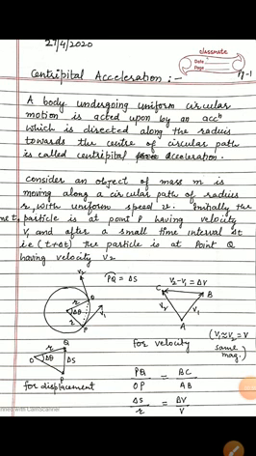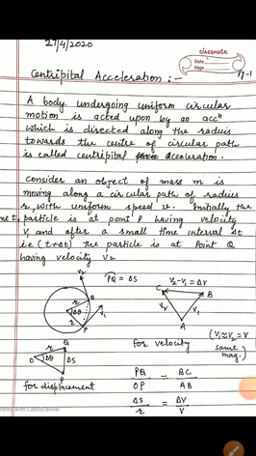Now, how can you define this acceleration? The acceleration of a body having uniform circular motion is called centripetal acceleration. Centripetal means center-seeking, towards the center. It means the direction of centripetal acceleration of a particle is always towards the center of the circular path. We will calculate it in the next slides.